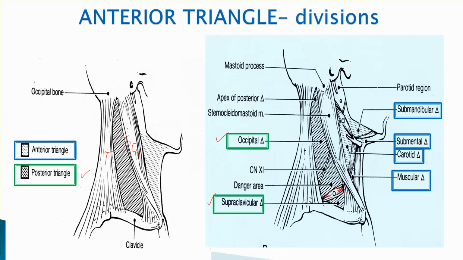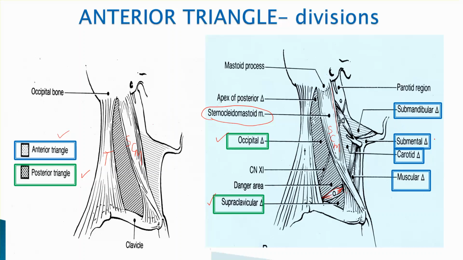Coming to the anterior triangle, they are marked in the blue box. So the anterior triangle is present anterior to the anterior border of the sternocleidomastoid. Again remember, this is the sternocleidomastoid muscle. So to the anterior border of the sternocleidomastoid lies the anterior triangle. Now this triangle is further divided into four triangles.